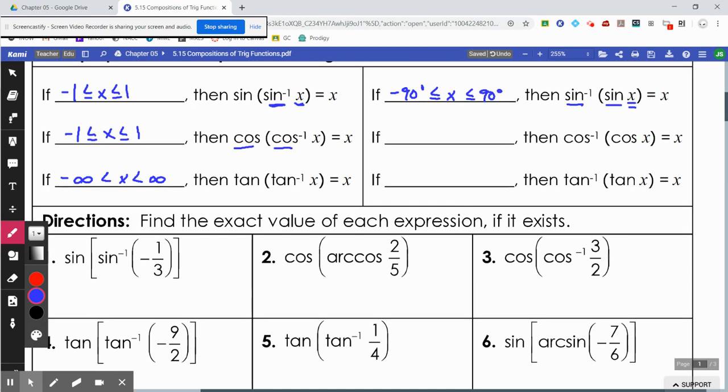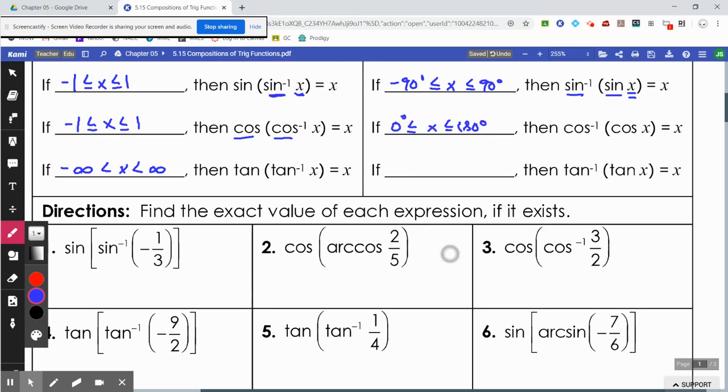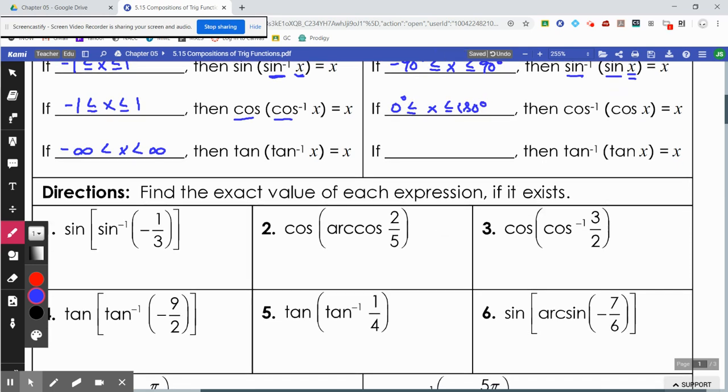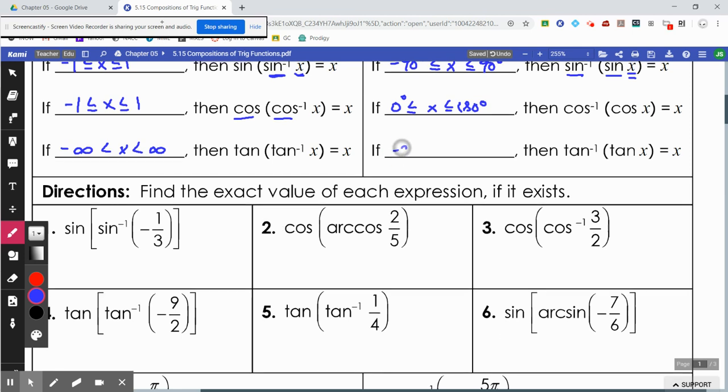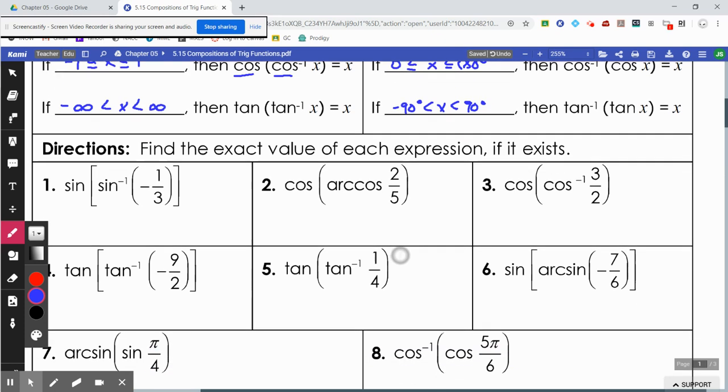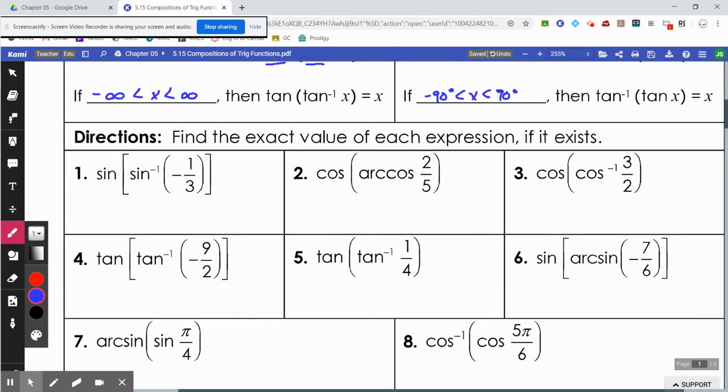For the inverse cosine of the cosine of x to equal x, we would have to be between 0 and 180 degrees. Again, that was that restricted domain. And the restricted domain for tangent was -90 to +90, but not including those two, or negative pi over 2 to positive pi over 2. So find the exact values of each of these expressions.